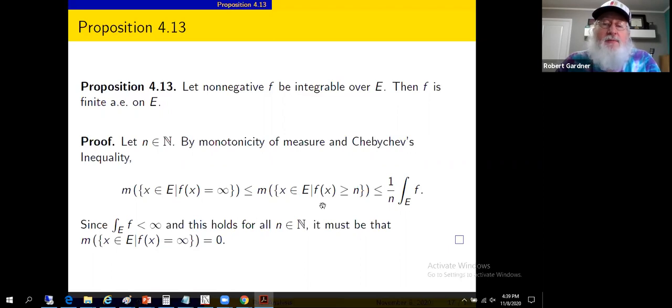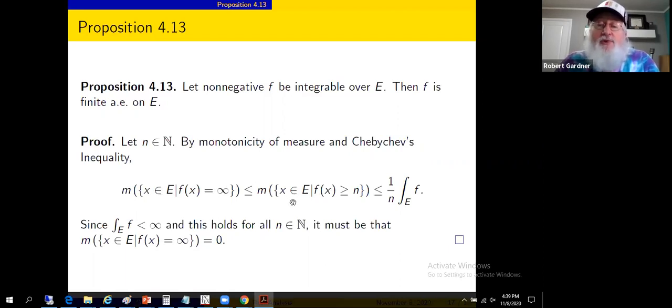Also, there may be some places where f of x is finite, yet still greater than or equal to n. So there's points over here that may not be in this set. This is a subset of that set, in other words. So the measure of the set on the left is less than or equal to the measure of the set on the right. Monotonicity of measure from back when we began measure.